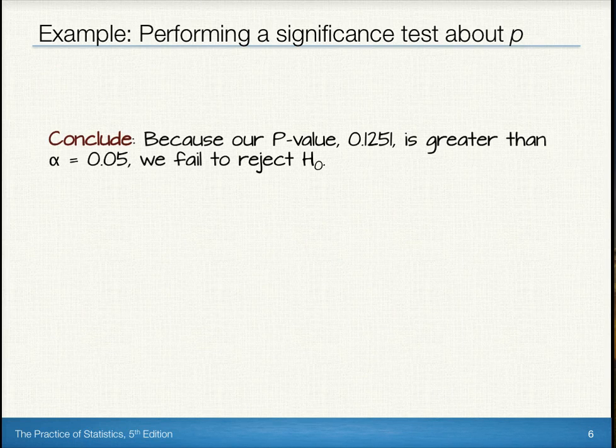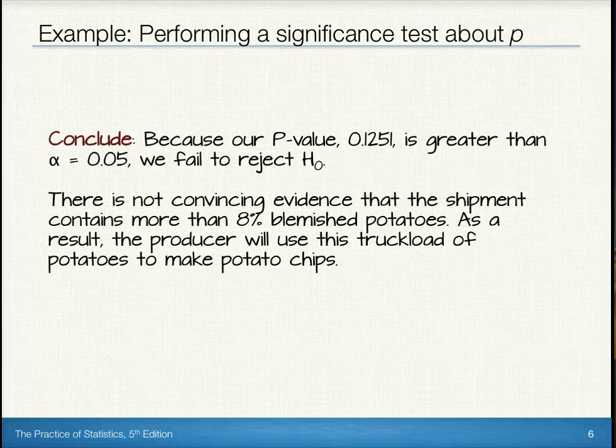Finally, we conclude. Now, because our p-value of 0.1251 is greater than our alpha level, we fail to reject the null hypothesis. In context, that means there's not convincing evidence that the shipment contains more than 8% blemished potatoes. As a result, the producer can use this truckload of potatoes to make potato chips.